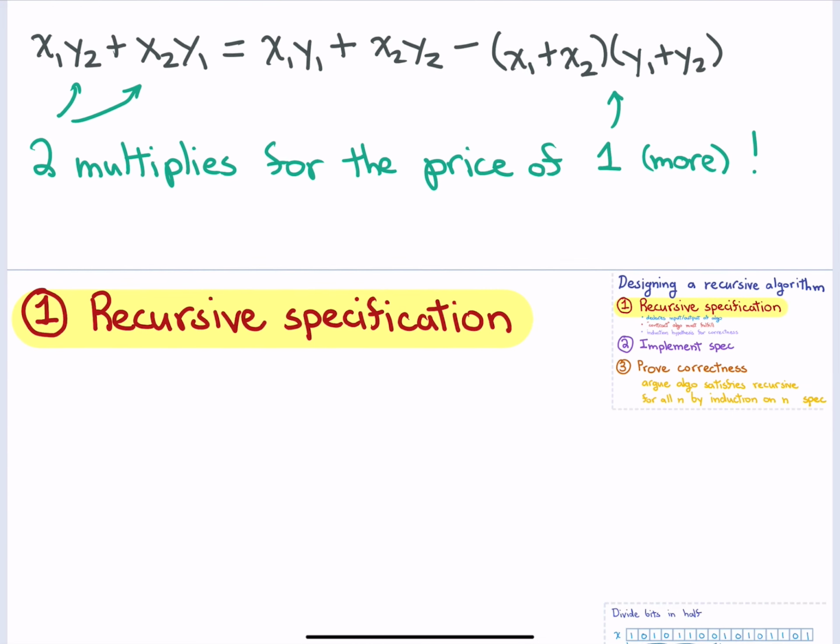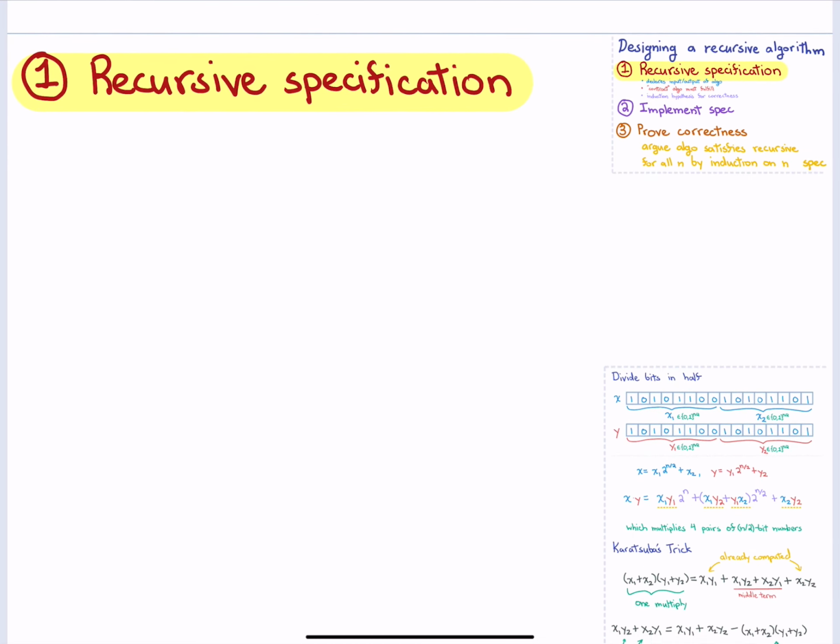Now let's make that into an algorithm. As usual, I force us to write a quick sentence before we implement this thing. Anyone want to suggest a sentence?